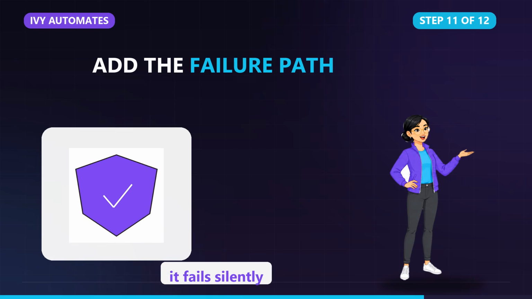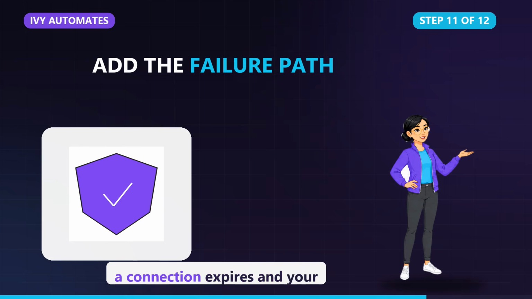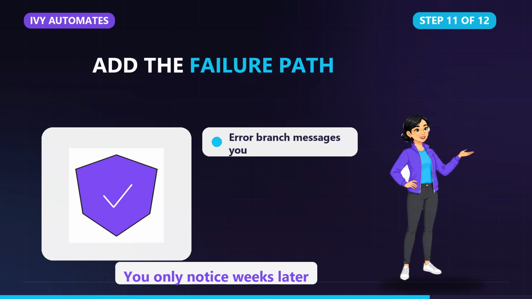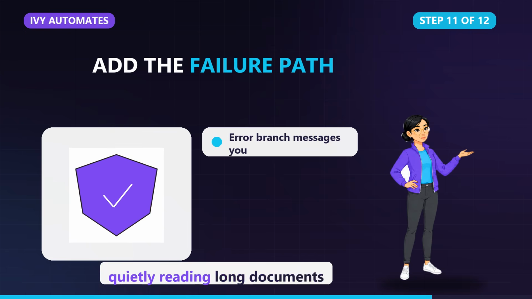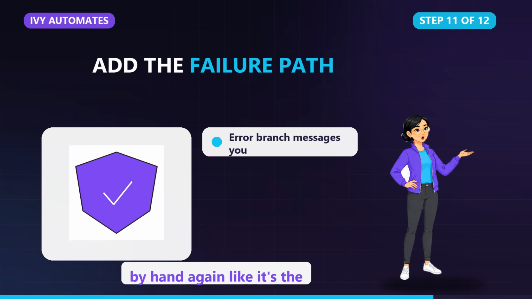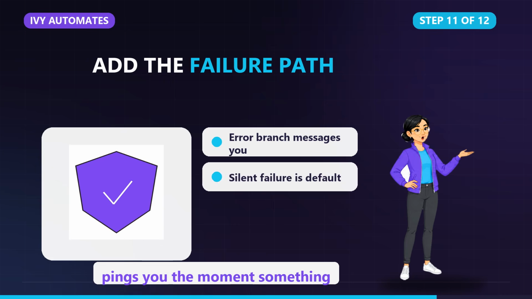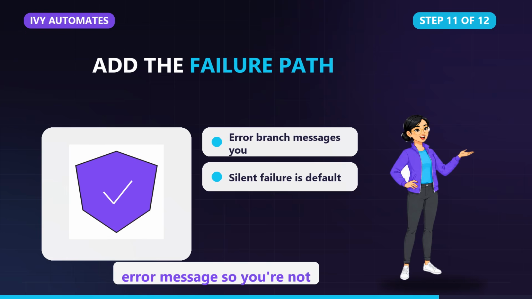It fails silently. A model call times out, a file is corrupted, a connection expires, and your flow just stops. No alarm, no smoke. You only notice weeks later, when you realize you haven't gotten a brief in ages, and by then you've been quietly reading long documents by hand again like it's the Stone Age. One extra node buys you the truth. Wire an error branch that pings you the moment something breaks, and include the document's name and the actual error message so you're not debugging blind.